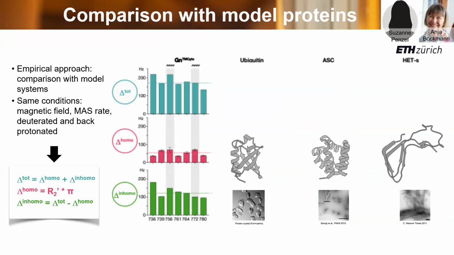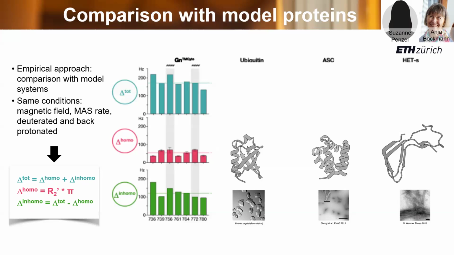So we compared our results with model systems, which were recorded under the same conditions, same magnetic fields and MAS rates, and all the proteins are deuterated and back-protonated. So we compared it to ubiquitin, which is a mix of alpha helices and beta sheets, ASC, which is a fully alpha helical protein, and ETS, which is made of beta strands and forms fibrils. And this was recorded by Susanne Penzel at ETH Zurich.